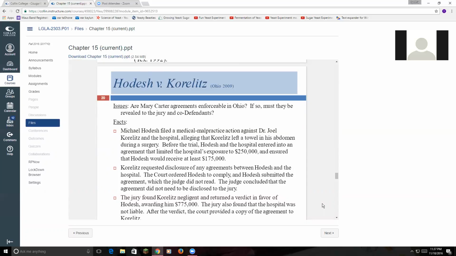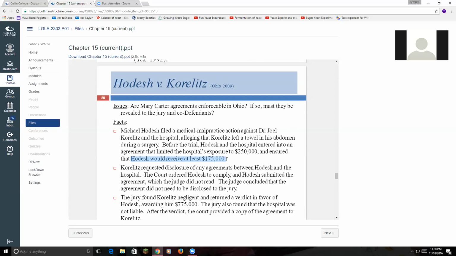So we have a patient, Michael Hodesh, and he goes in for surgery. The doctor unfortunately leaves a towel inside Mr. Hodesh's body after the surgery, and he has obviously complications from that. Eventually, Mr. Hodesh sues the doctor and the hospital, and the hospital settles with Mr. Hodesh, and the hospital agrees or guarantees Mr. Hodesh that he's going to get at least $175,000.